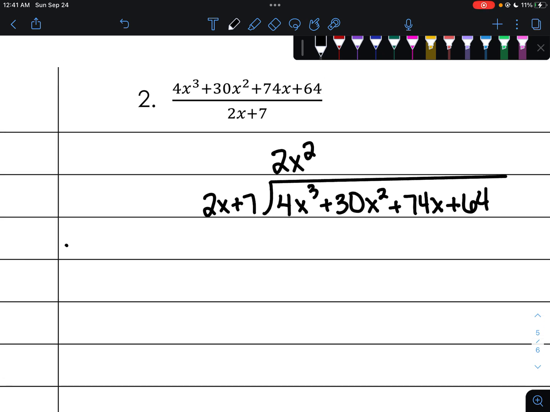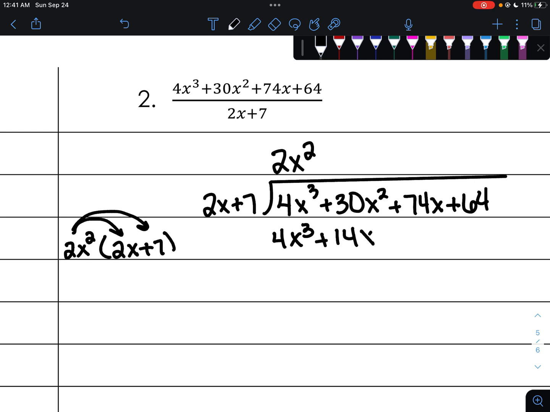So I'm going to multiply that out. 2x to the second power times 2x plus 7. So 2x to the second power times 2x is a 4x to the third power. 2x to the second power times 7 is going to be a 14x squared. Then we draw our line, change all the signs. So I see that my 4x cubed minus my 4x cubed cancels out. My 30x squared minus my 14x squared is a 16x squared. And then I can drop down my next term, which is 74x.